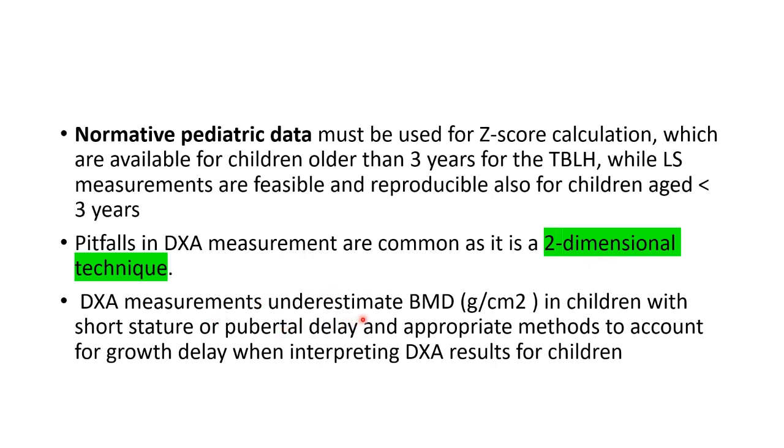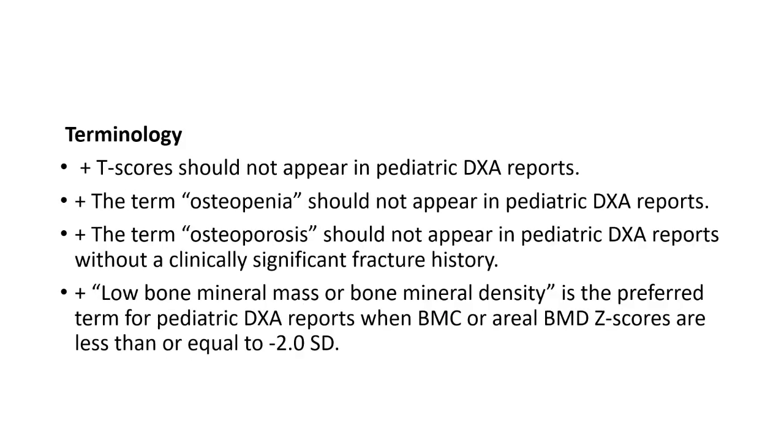DEXA measurements underestimate BMD, that is gram per centimeter square, in children with short stature or pubertal delay, and appropriate methods must account for the growth delay when interpreting the DEXA results for children. So there are actually methods, in case of children with short stature or those with pubertal delay, to take these factors into account, and accordingly we can interpret the DEXA while taking these factors into account.